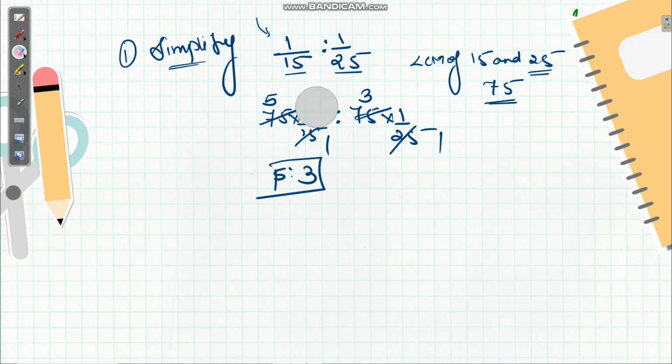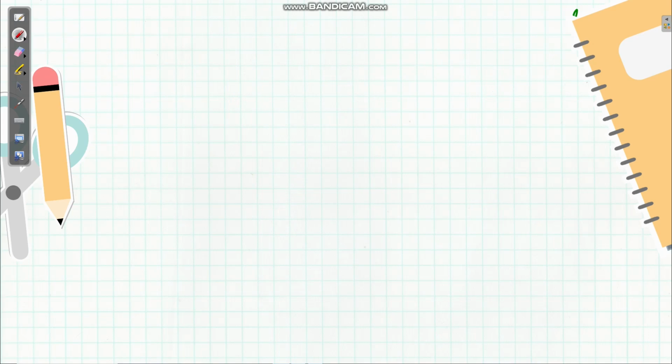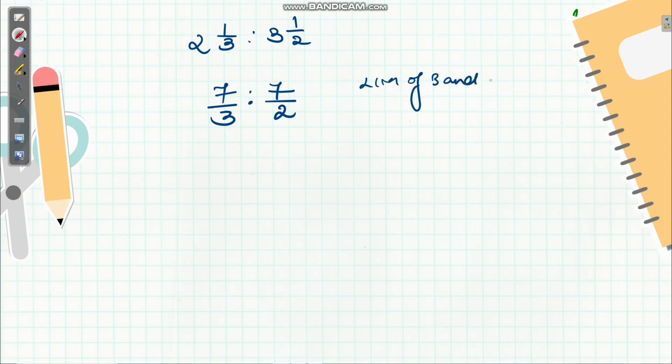Let's solve one more question and you'll understand this concept really well. So let's take one more example. Let's say the question is 2 1 by 3 is to 3 1 by 2. Now how do we simplify this? First of all, it's a mixed fraction, so convert it to an improper fraction. 2 threes are 6 plus 1 is 7 upon 3, and 3 twos are 6 plus 1 is 7 upon 2. Now we need to take the LCM of 3 and 2, that is 6. You just multiply it on both sides.